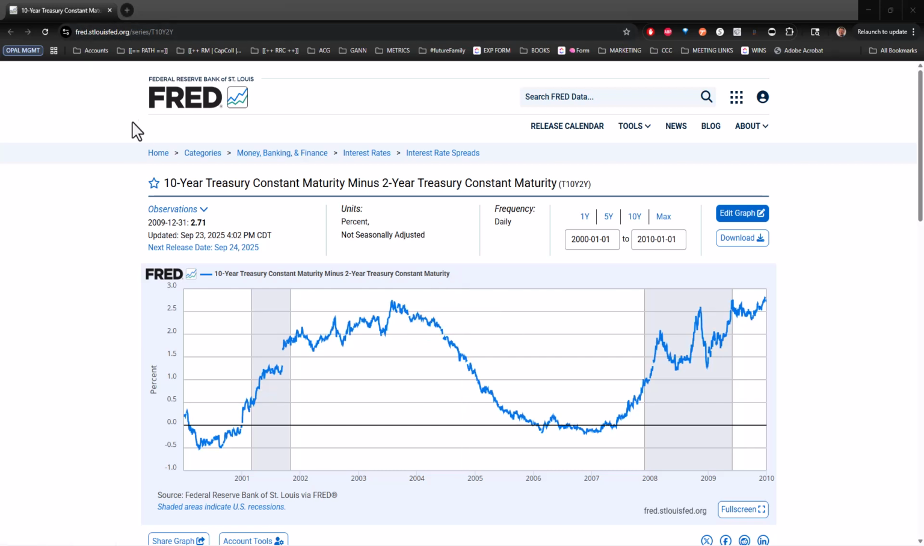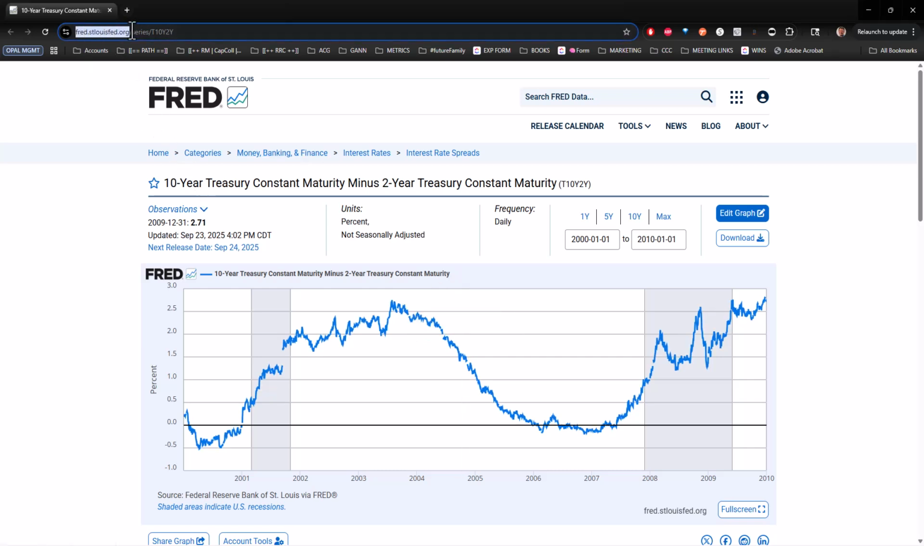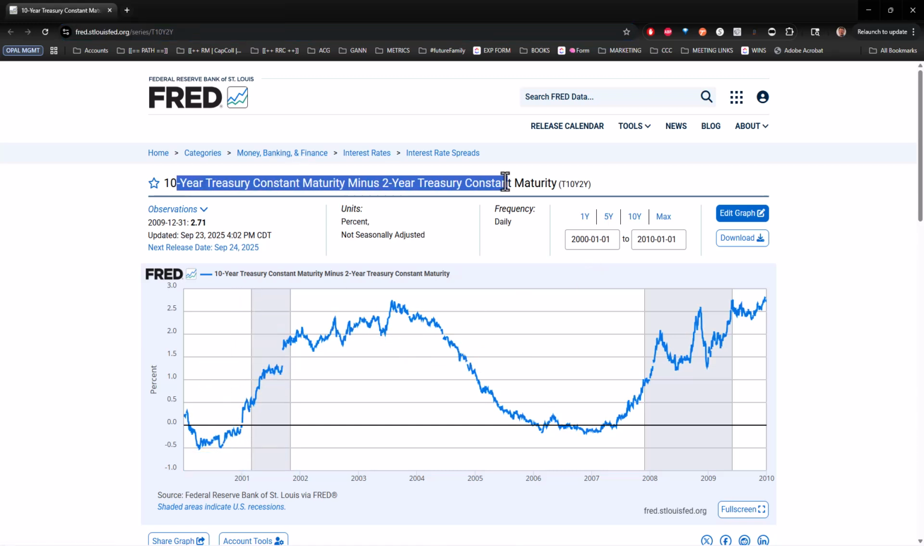Hey, this is a nice little chart from the St. Louis Fed here. They've got a lot of great stuff here, what's known as the FRED, basically. But I just changed this. So basically, this is the 10-year minus the 2-year, the 2-10 Treasury spread, the yield spread between those two maturities.